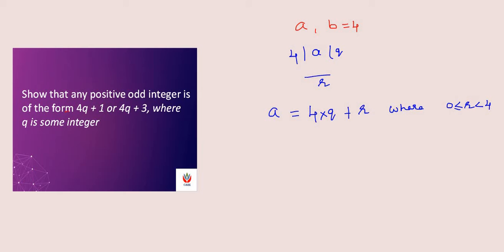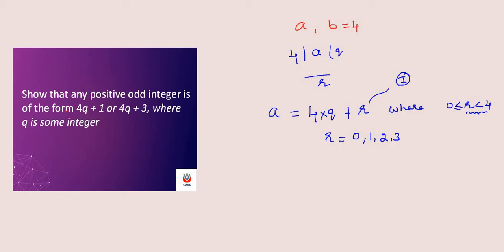Let us write r. What are the values r takes? It takes 0, 1, 2, 3. Why? Because r is less than 4. R is less than 4 means up to 3 it takes, not 4. Now all these values you have to put in the equation, which I am writing as equation number 1.